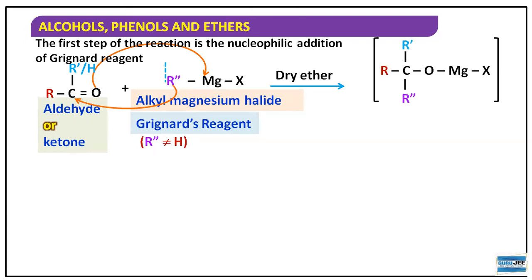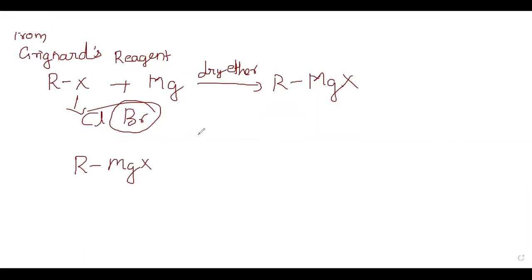R double dash. That is, whatever alkyl group was there in the Grignard reagent will attack the carbonyl carbon atom. The bond will get shifted, and MgX will get attached. What is the speciality of Grignard reagent? Yes, what is it, Aditya? As soon as you add water, the MgX will just go away and be replaced with hydrogen. That is the mechanism, or the way it is proceeding.